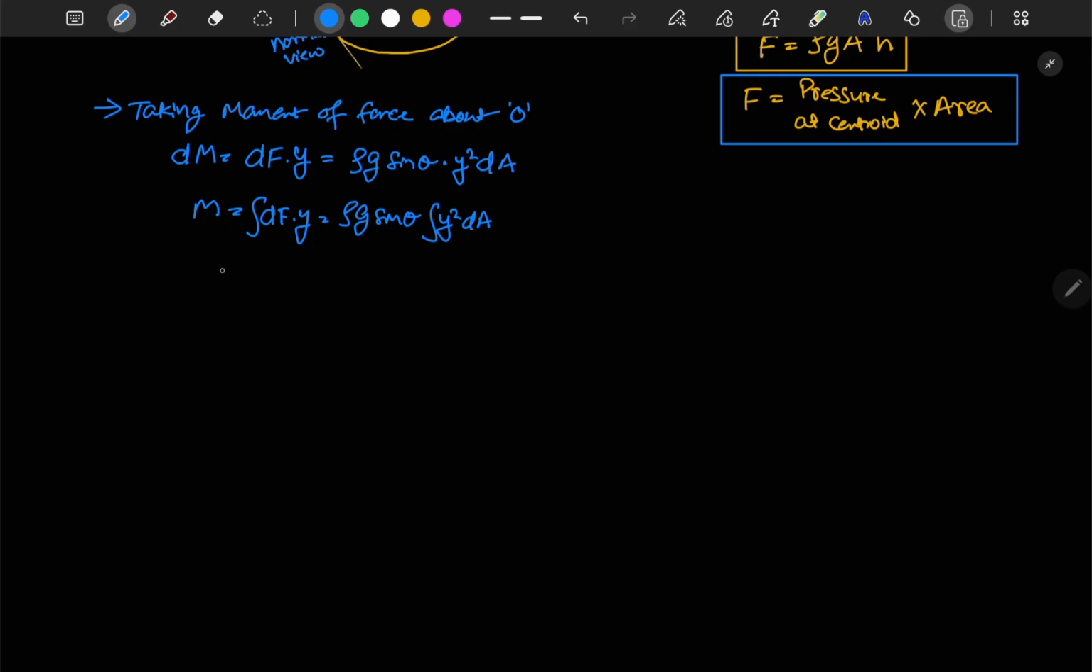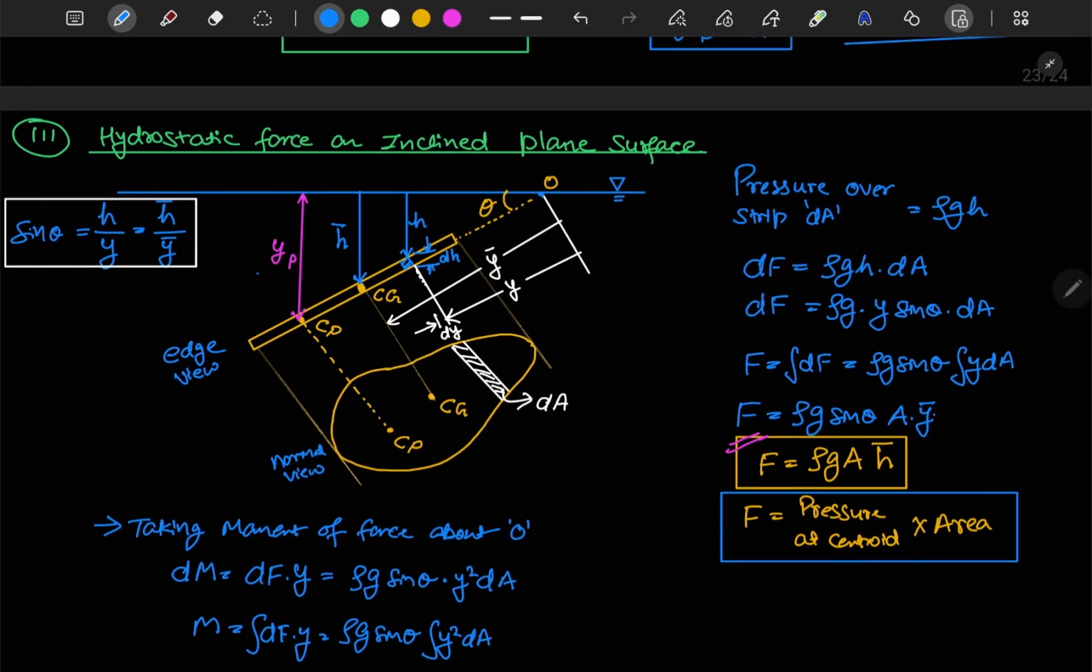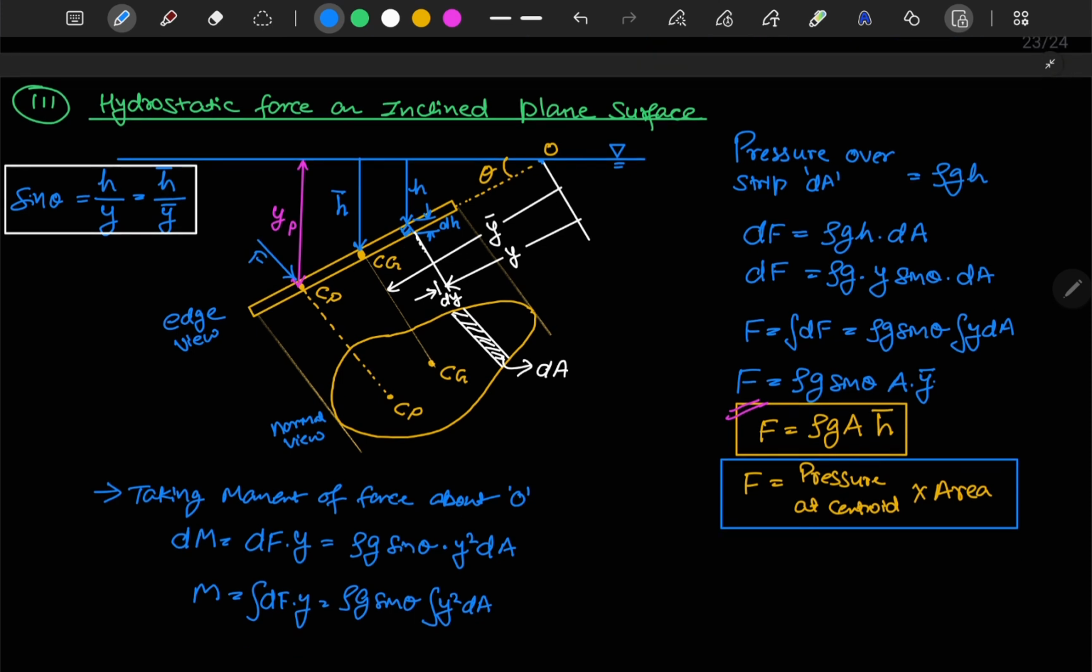So I can write my moment as the integral of dF into y. F is the hydrostatic force here. One more correction let me make here: let's say that this is hp and yp is this distance.